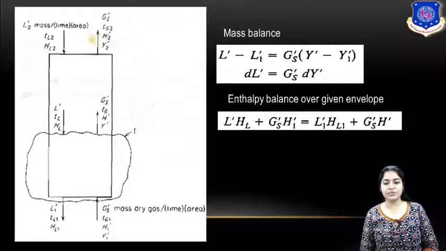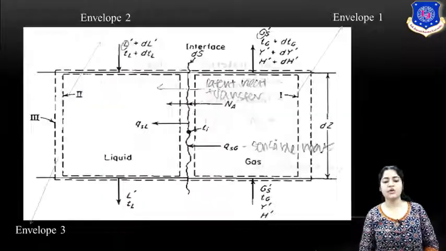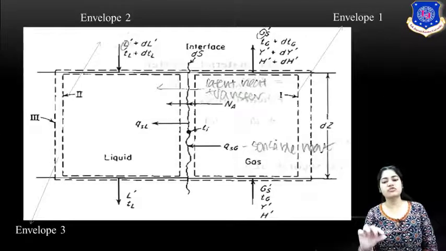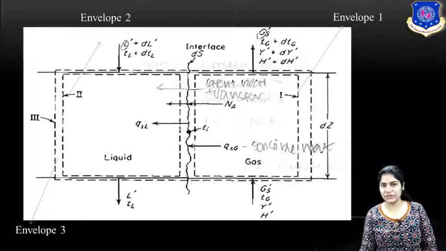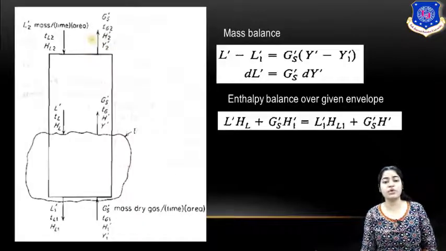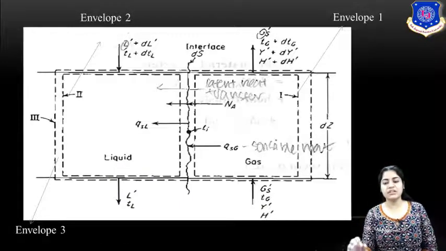L1' into HL1 plus GS' into H'. See, for this packed bed column, for this whole column, I am taking a small thickness dz. Your dz is a small height of your whole column. Suppose the height of this whole column is z. So I am concerning over a small differential thickness dz.